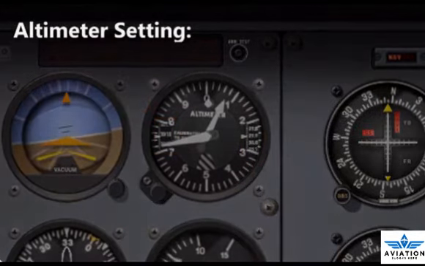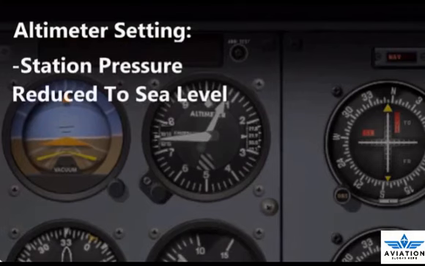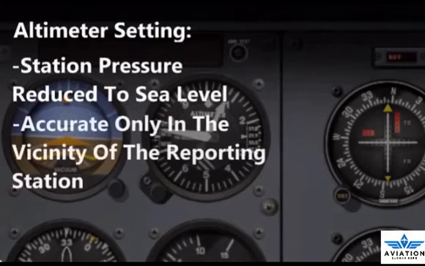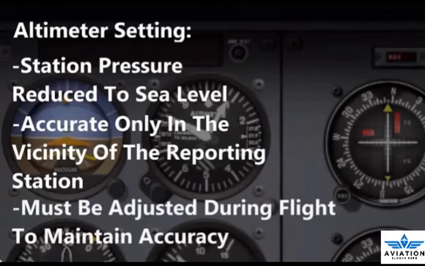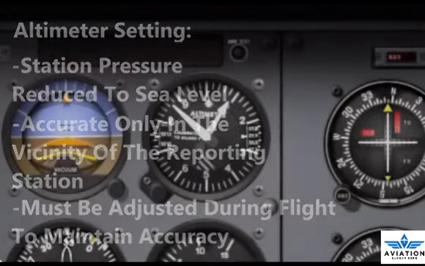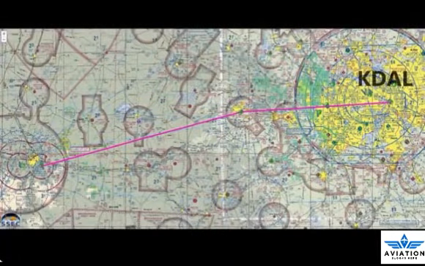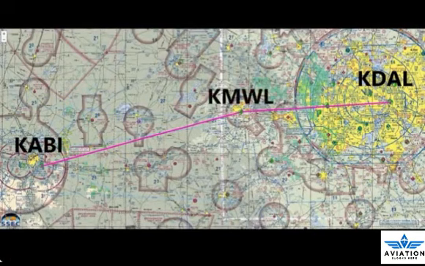Altimeter setting is defined as station pressure reduced to sea level, but an altimeter setting is accurate only in the vicinity of the reporting station. Therefore, the altimeter must be adjusted as the flight progresses from one station to the next. To illustrate the use of the altimeter setting system, follow a flight from Dallas Love Field, Texas, to Abilene Municipal Airport, Texas, via Mineral Wells.